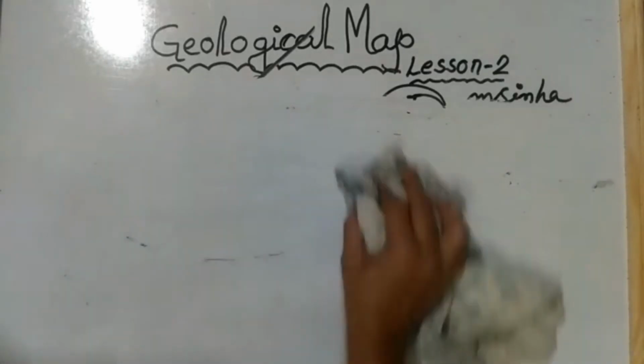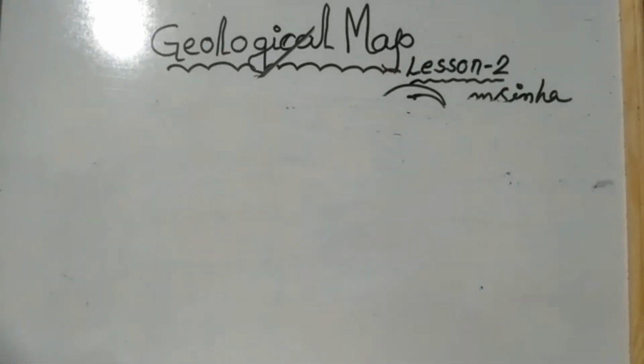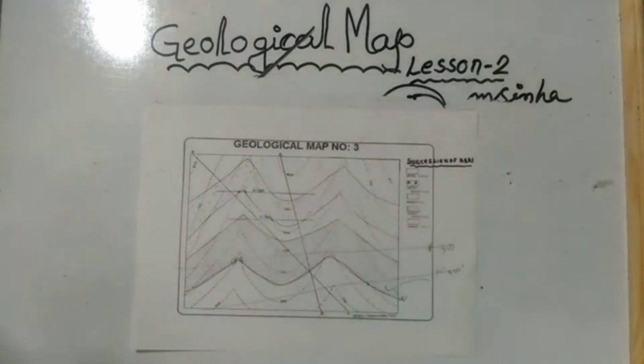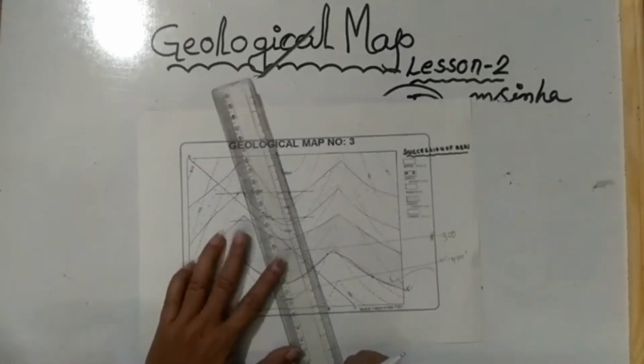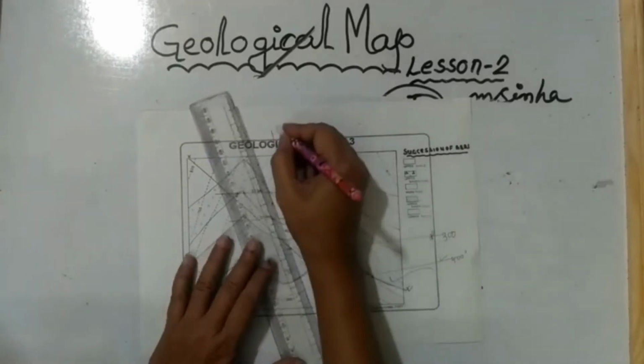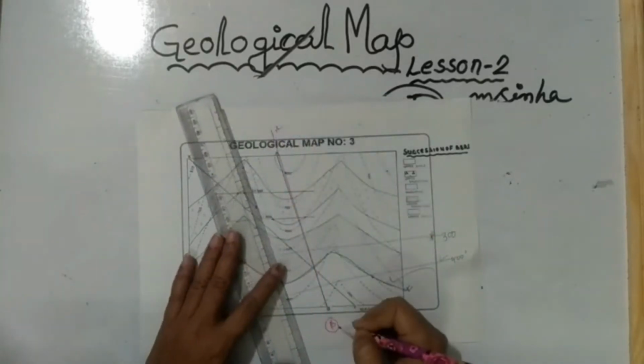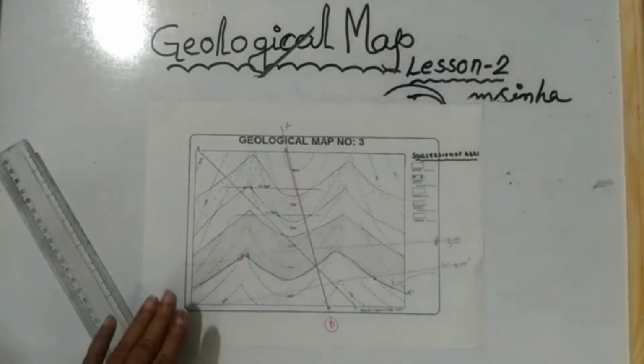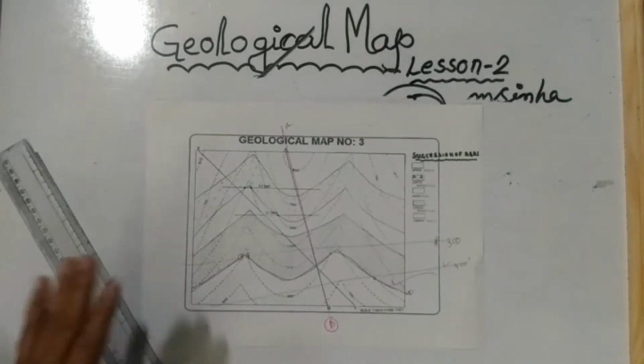So let us go for the details. This is a geological map, okay, and with the help of the strike line we can identify the dip, because dip and strike are perpendicular to each other. In a geological map we always plot all these things in reference to a particular section line. Suppose this is the section line, this is A and B. So you have to identify the strike point.